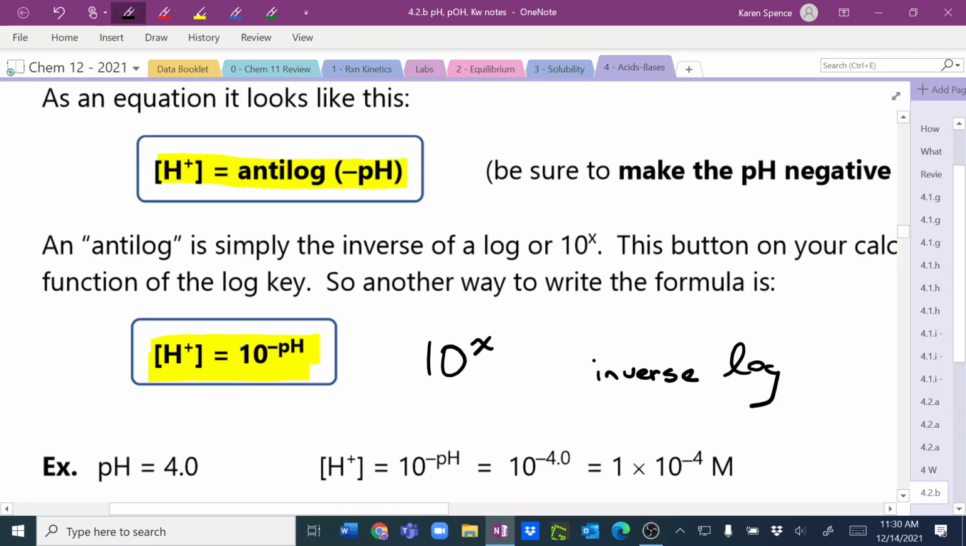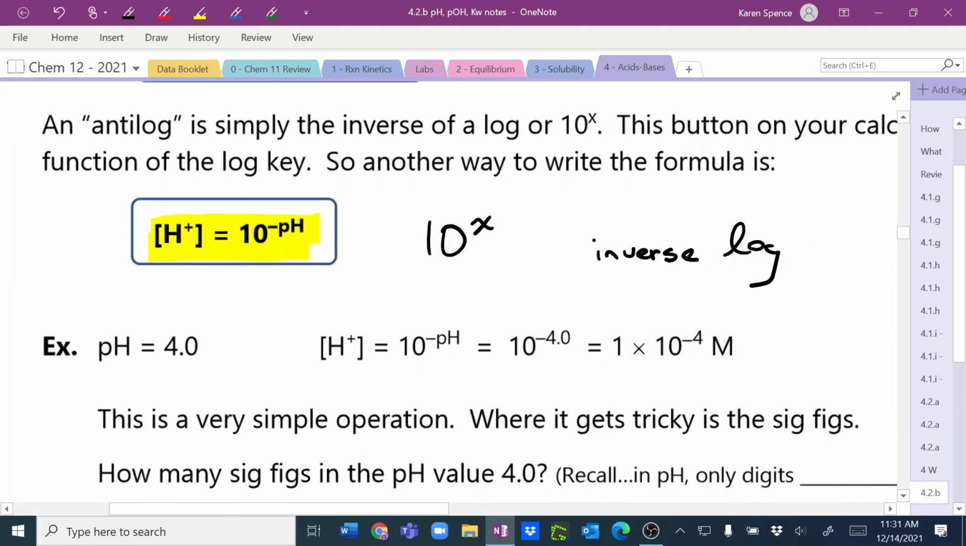Anyone having difficulty finding their anti-log button? No, okay. Now, if you have something really straightforward like a pH of 4, you don't even need to use your calculator. It's only when decimals are involved that you need your calculator. For a pH of 4, it's really super easy. You just raise 10 to the power of -4, and so that then becomes 1 times 10 to the -4.